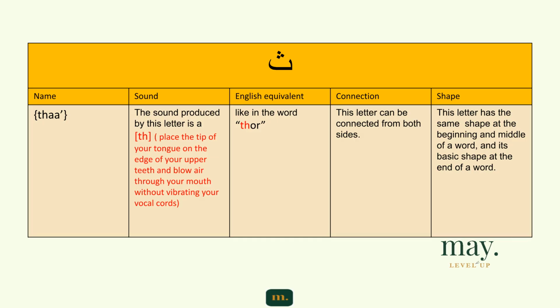Our third letter is Tha. It sounds like the th in the English word Thor. To pronounce it, place the tip of your tongue on the edge of your upper teeth and blow air through your mouth without vibrating your vocal cords.